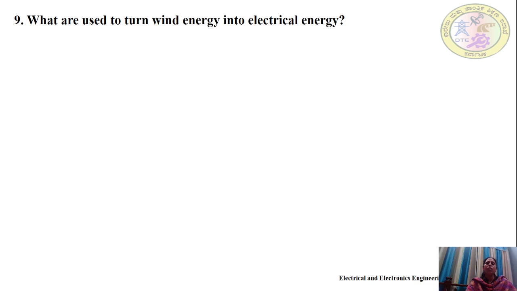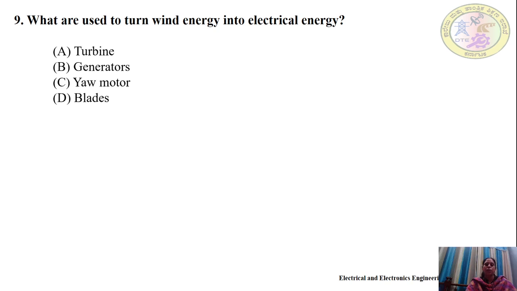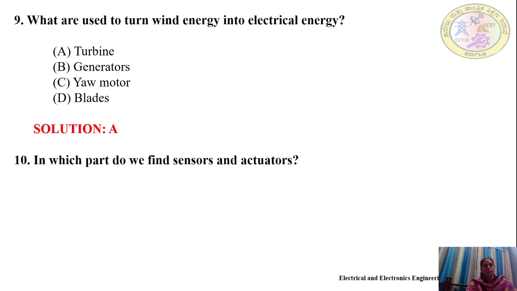What is used to turn wind energy into electrical energy? Turbine, generator, yaw motor, blades. Solution is turbine, which turns wind energy into electrical energy.